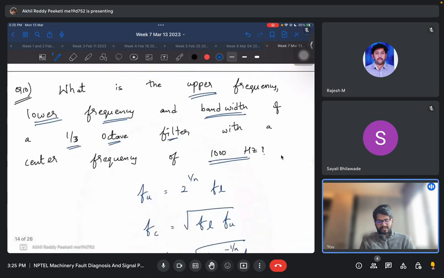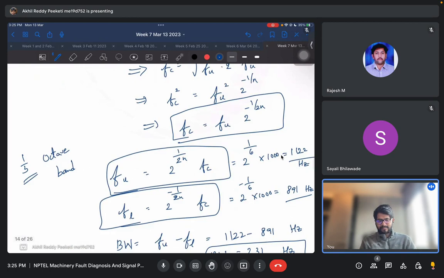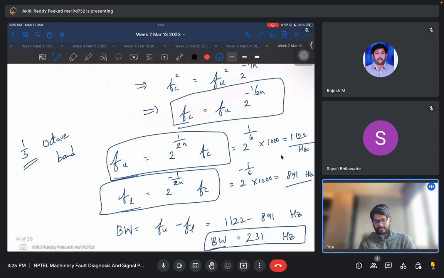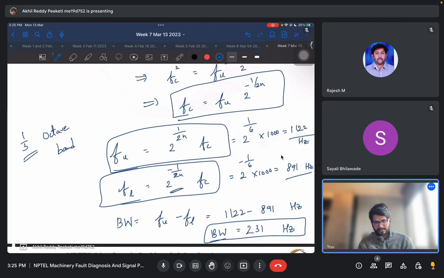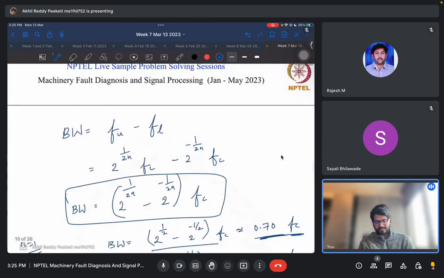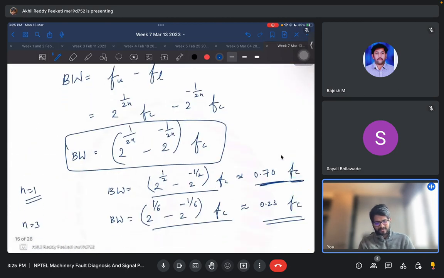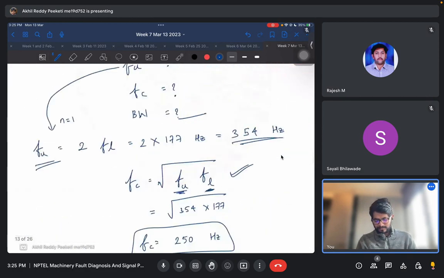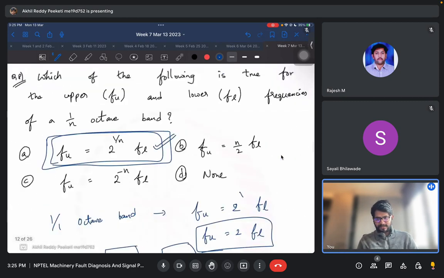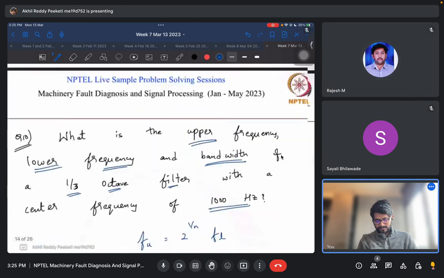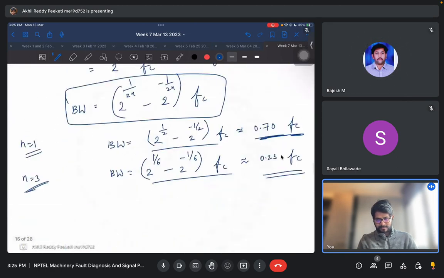Now if you have only the center frequency, then the upper frequency is 2 power 1 by 2n times the center frequency, and the lower frequency is 2 power minus 1 by 2n times the center frequency. The bandwidth you can get directly: for a 1/1 octave filter it is 0.7 of the center frequency, and for a 1/3 octave filter it is 0.23 of the center frequency. Okay, is this clear regarding these octave bands? Okay, thank you.